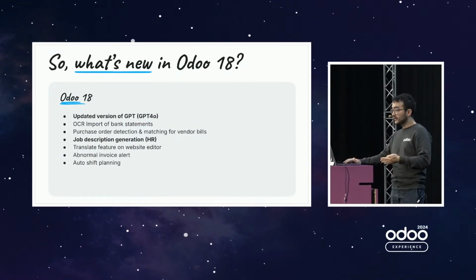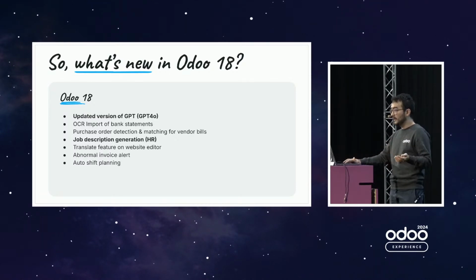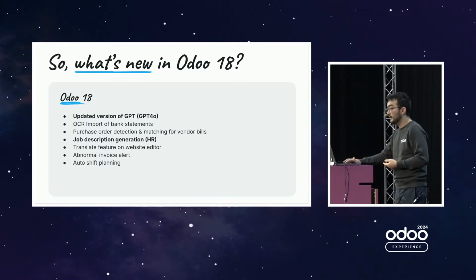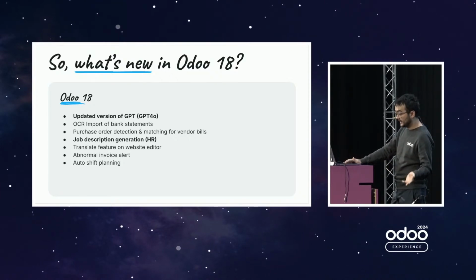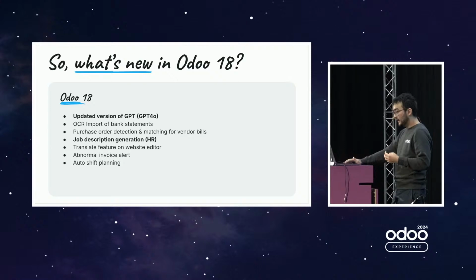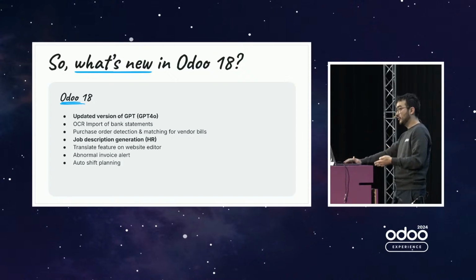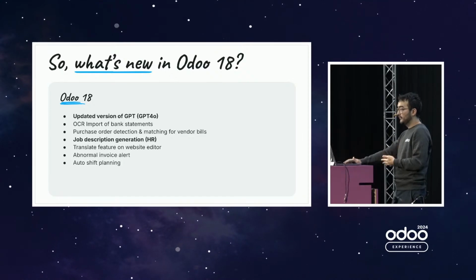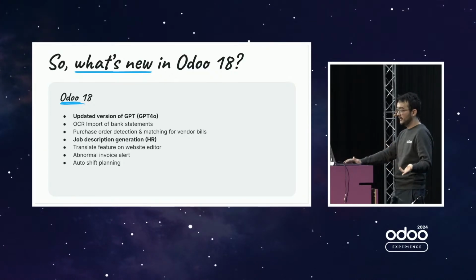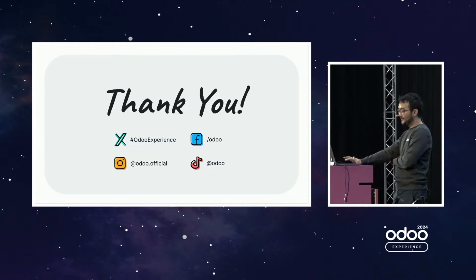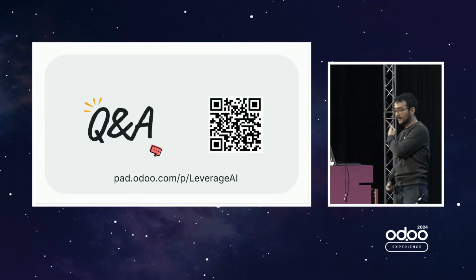There's a lot of new stuff in Odoo 18, one of which, and that is quite a big deal, I think, is that we now use GPT 4.0 as the ChatGPT feature. We can now also import bank statements, we can generate job descriptions, the translate feature is getting better, we get alerts for abnormal invoices, and some other features are that we can automatically plan shifts for different employees based on their availability.